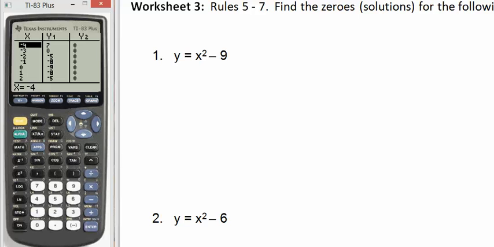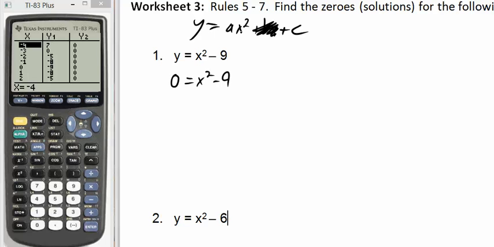Okay, to do this by hand though, what we would do is we would simply set this equal to 0, because we're looking for the zeros. And then if you have y equals ax squared plus bx plus c, if you remember that's the standard form, if there is no b term, and there is just an x squared term and a minus c, then we get a nice and easy solution here, okay?